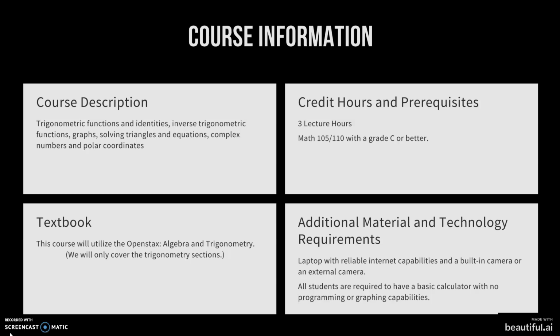Additional material and technology requirements. Make sure that you have a laptop with a reliable internet capability and a built-in camera or an external camera. Now we're going to need this camera so that we can use Honor Lock, which will proctor our exams. Also, you need to have a basic calculator with no programming or graphing capabilities. All you really need is a simple scientific calculator for this course.